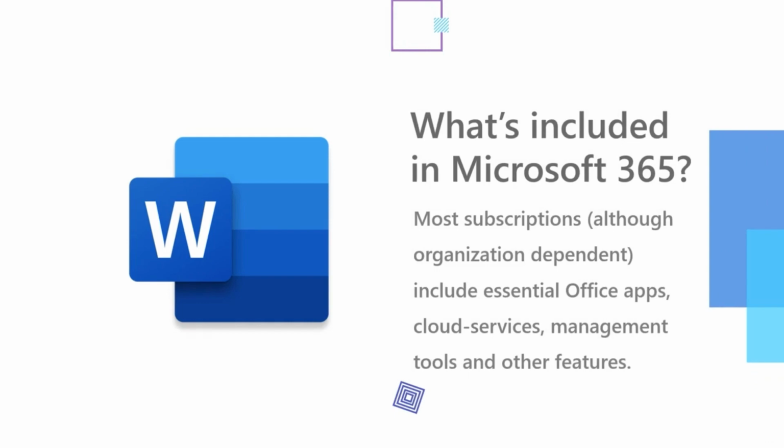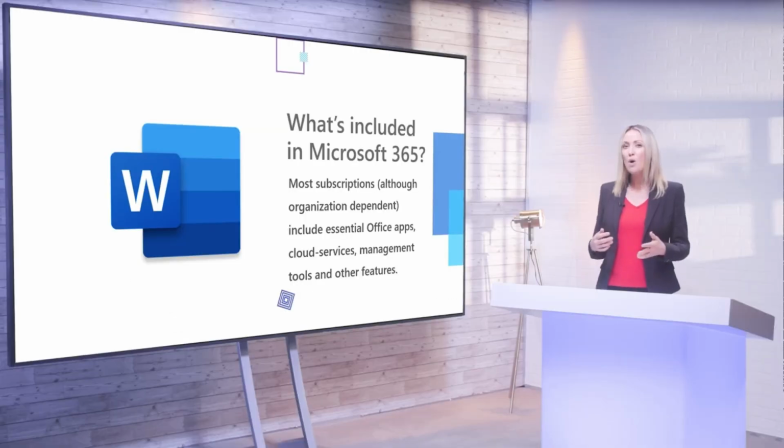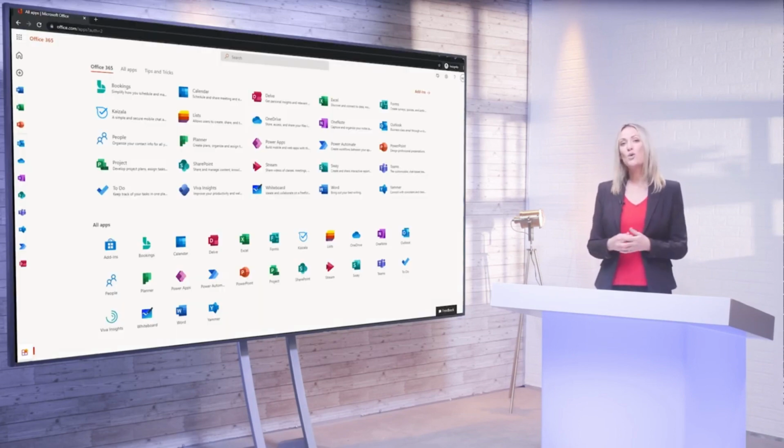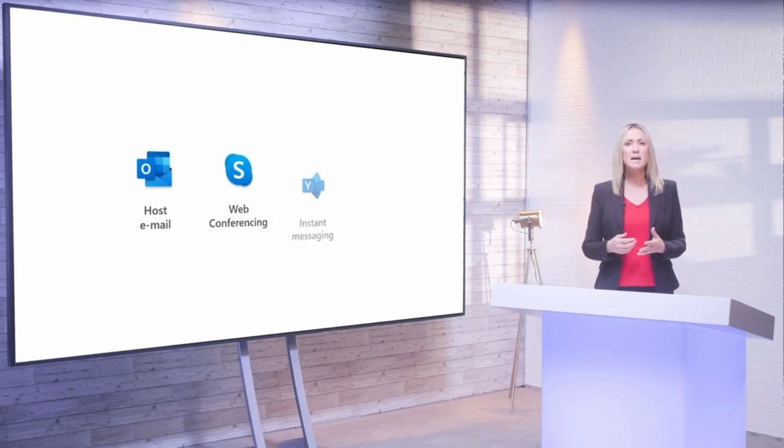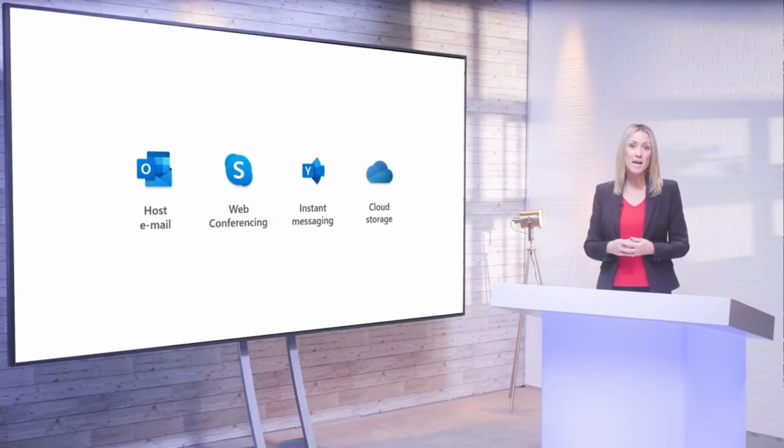So what's included in a Microsoft 365 subscription? As you've seen, Microsoft 365 availability depends entirely on your organization's subscription. However, all Microsoft 365 Business Basic and Office 365 E1 subscriptions do include the essential Office apps covered earlier, cloud-based services, management tools, and other features. Assuming your organization is using the Microsoft 365 Business Standard plan, you will also have access to always up-to-date desktop versions of these essential Office applications. Most plans also include applications for hosting email, web conferencing, instant messaging, and 1 terabyte of OneDrive cloud storage, along with lots more features.